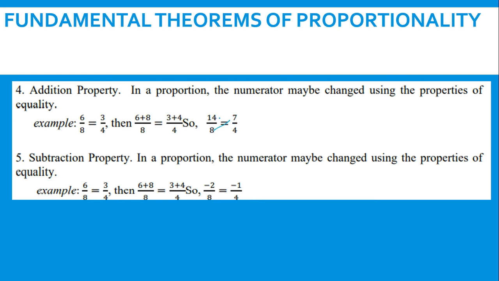Then we are going to multiply to make sure that it is a proportion. So, 14 times 4, 16 carry 1, that is 56. Then also, 8 times 7 is 56. So, therefore, they are proportional to each other. So that is all I discussed about the addition property. So, let's have another example.